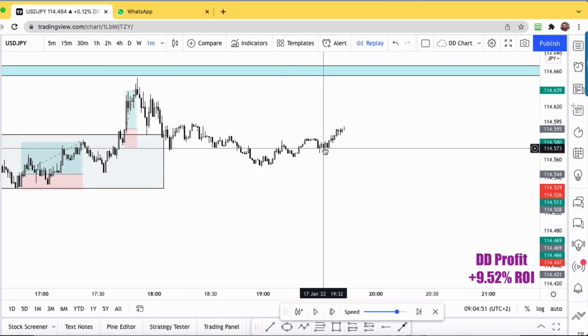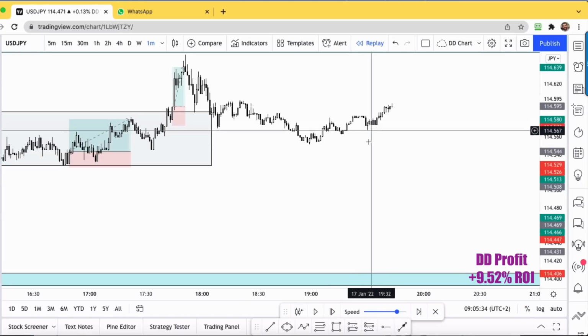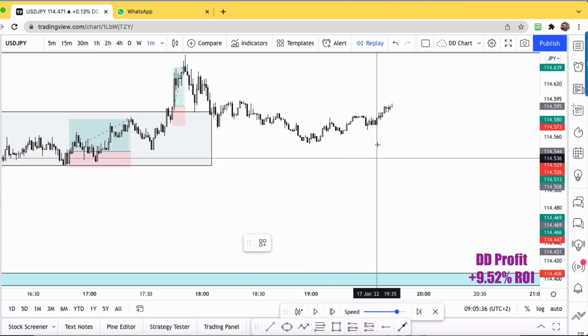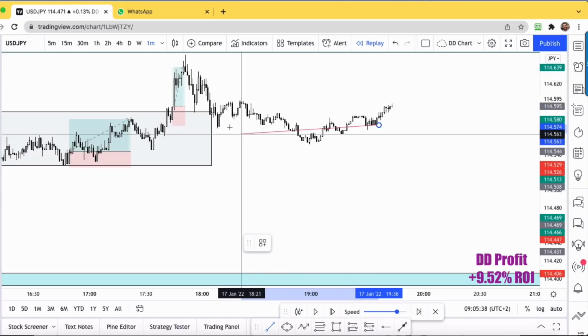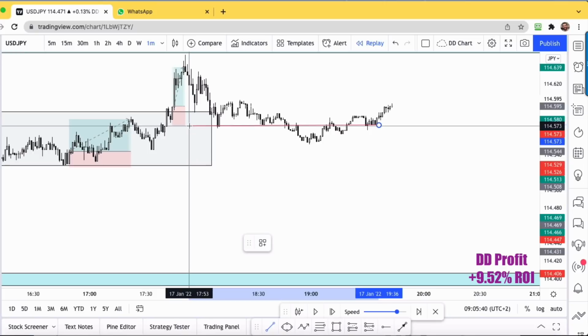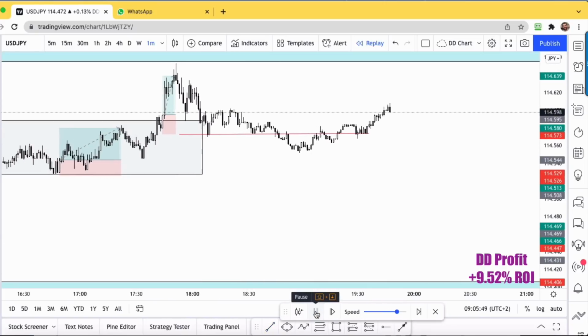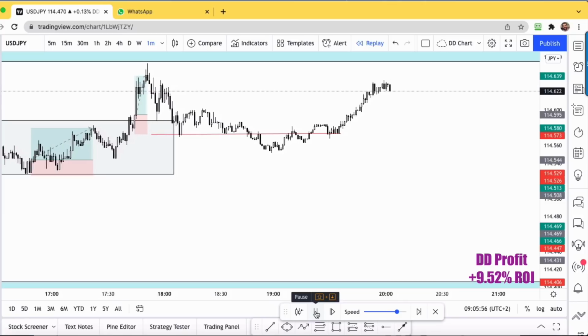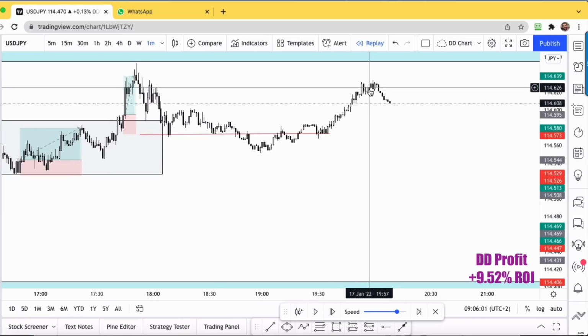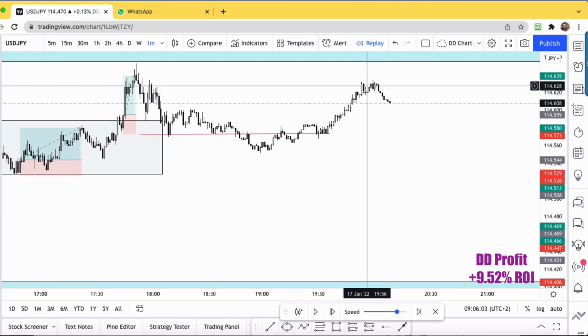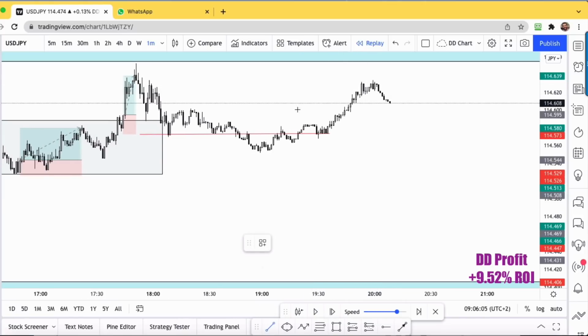Noticing this little resistance point. Noticing this little resistance area. So let's try to mark it off. Yeah, you see a number of touches over there. Let's see what happens with that. Okay, so that's a support point. Let's keep it in mind as well.